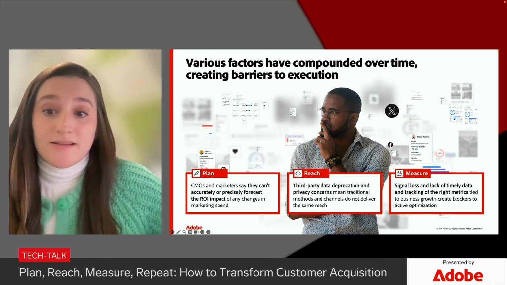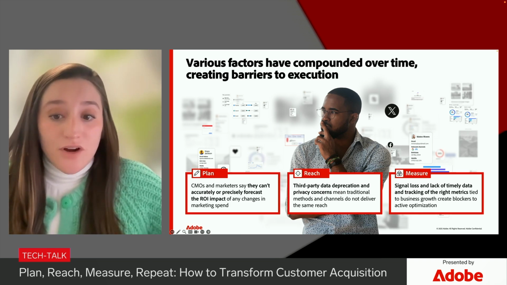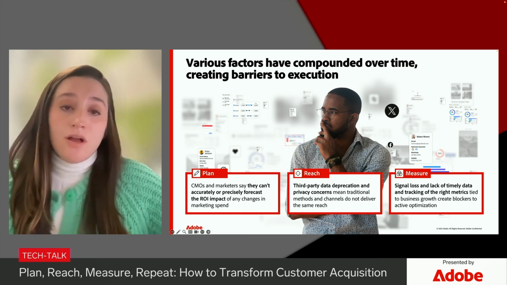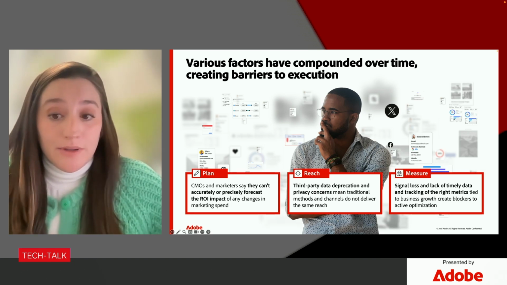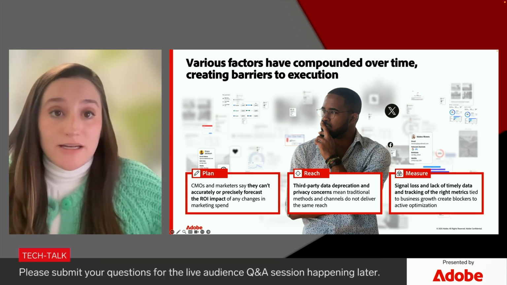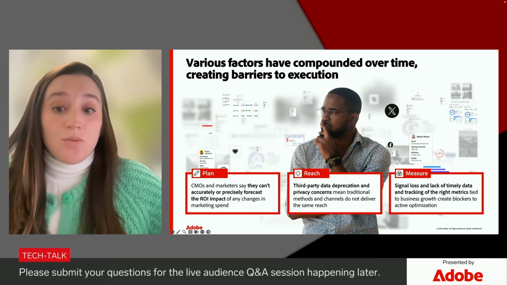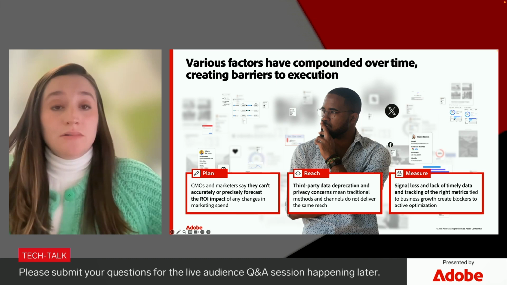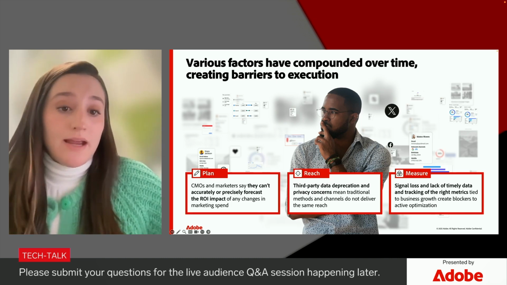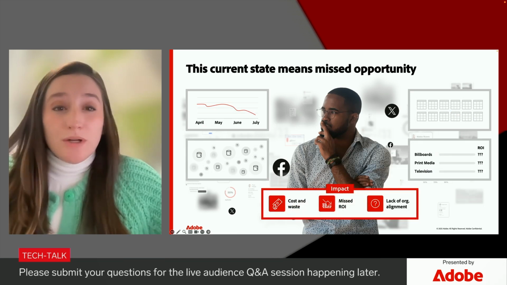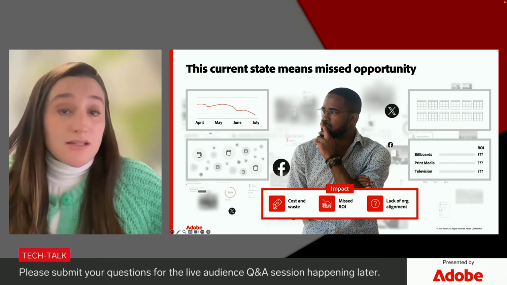And in the measurement lens, the signal loss and media and audience fragmentation really comes full circle. We lack connected and timely data, therefore lacking the ability to get these metrics tied to incrementality or revenue. So proving growth becomes really difficult, let alone being able to optimize towards those growth metrics while a campaign is still active. So, put simply, this current state means missed opportunity.